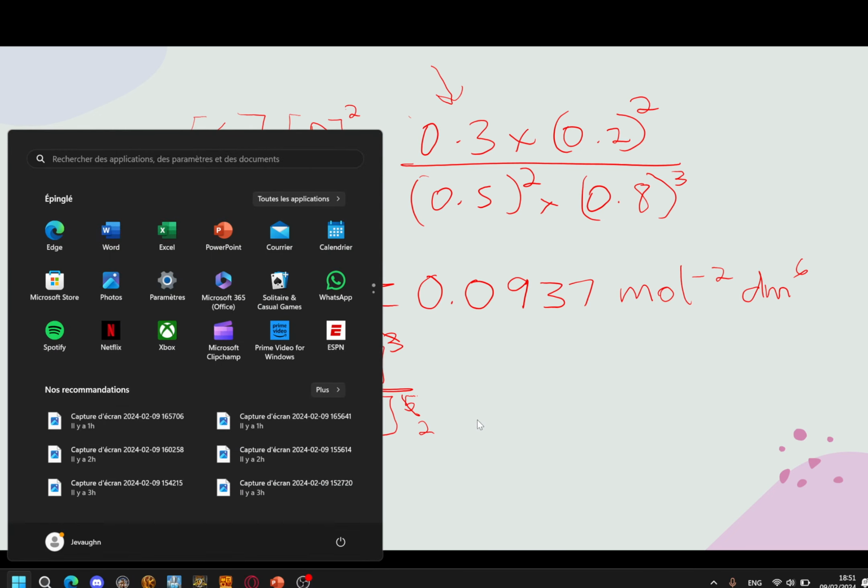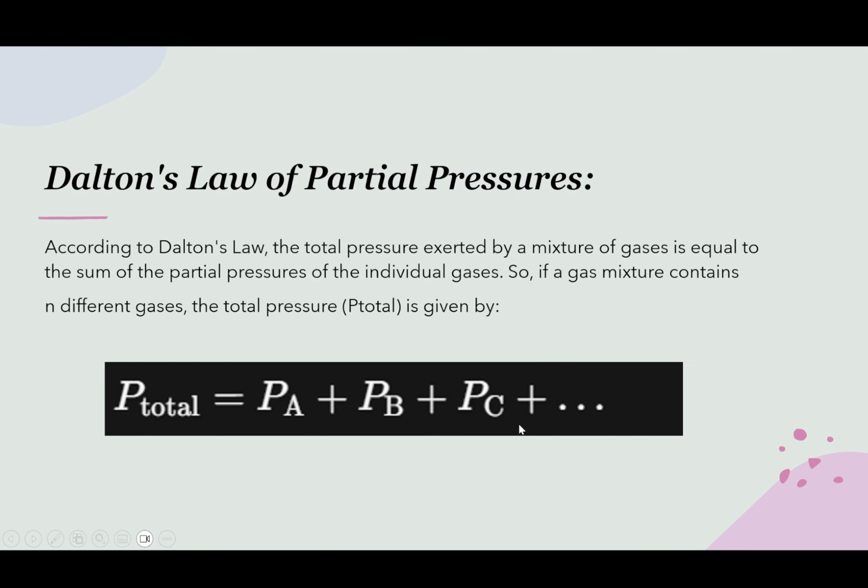Alright? So, let's move on. Dalton's law of partial pressures. According to Dalton's law, the total pressure exerted by a mixture of gases is equal to the sum of the partial pressures of the individual gases.